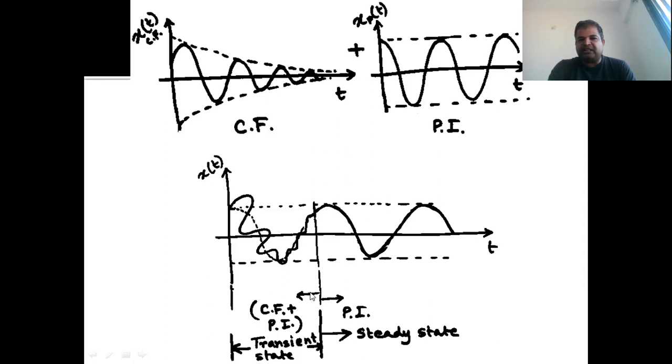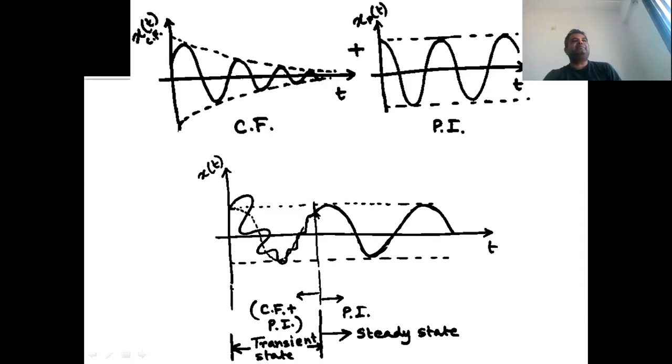Up to a certain time, the response is governed by both functions, the complementary function and the particular integral. But when t tends to infinity, only the particular integral will govern the response. That response we call the steady state response. And the combination of these, you generally get, you can see the random or transient response.